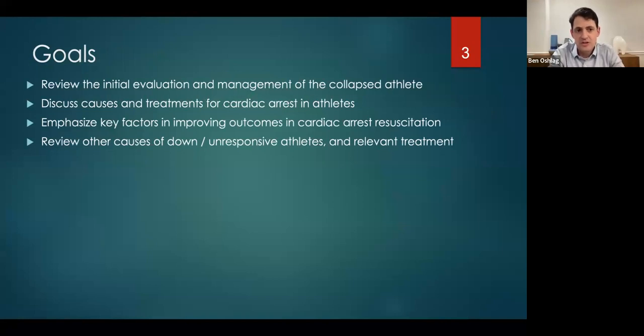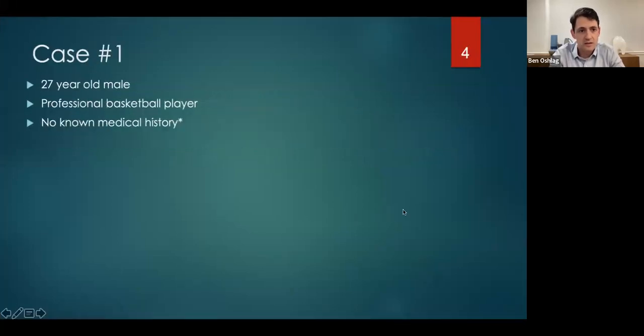We're going to discuss causes and treatments for cardiac arrest in athletes. And I want to emphasize the key factors in improving outcomes in cardiac arrest resuscitation, and then review other causes of down and unresponsive athletes and relevant treatments there.